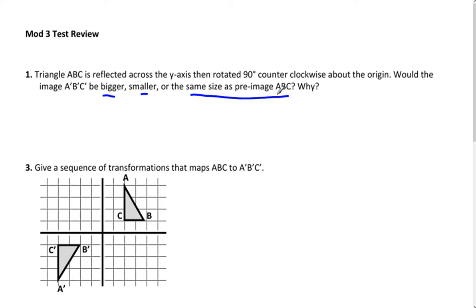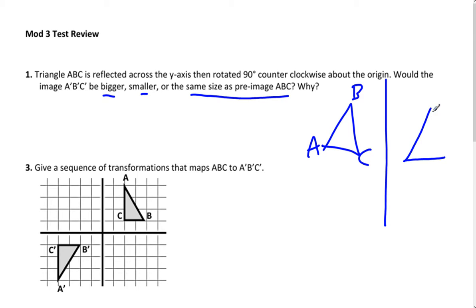Okay, so we have some triangle. It just says ABC. It doesn't tell us much about it. And this is reflected across the y-axis, so it comes over here, CBA. So it flipped over the y-axis, and then it gets rotated. Would the new shape be bigger, smaller, or the same size?